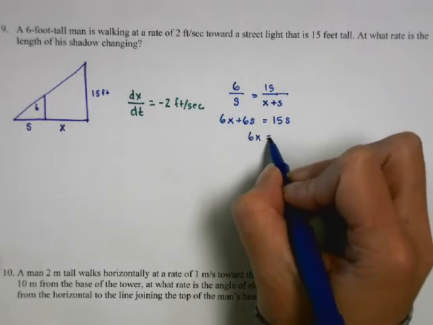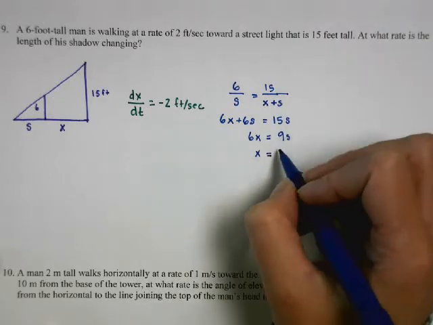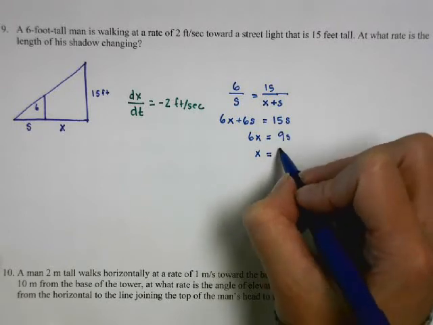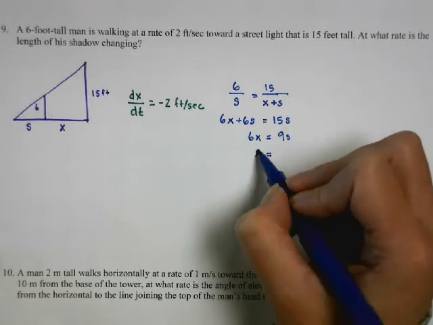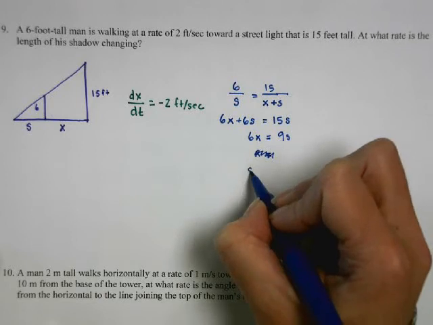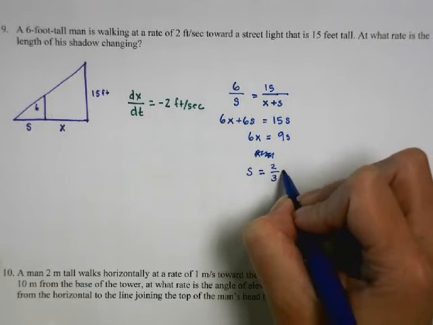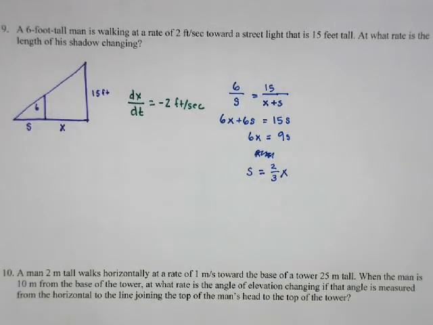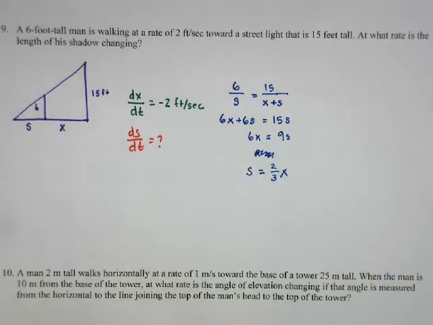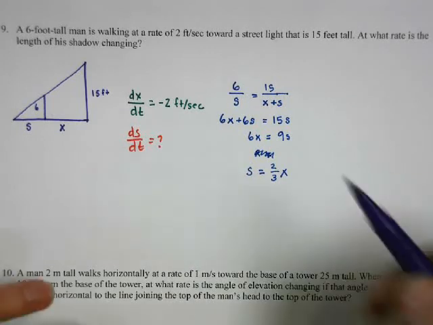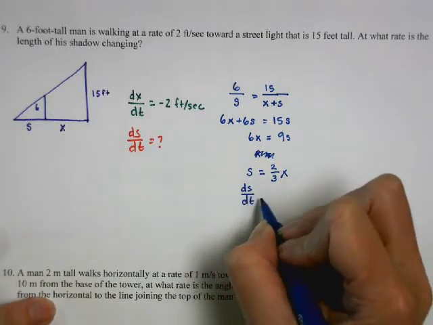So x equals 9 divided by 6 is, actually we should go the other direction. I'm going to divide by 9. So s is going to equal 6 divided by 9, which is 2/3 x. And I did that because what I'm actually looking for in this case is ds/dt. You can do it the other way. So I take the derivative. So ds/dt is going to equal 2/3 dx/dt.